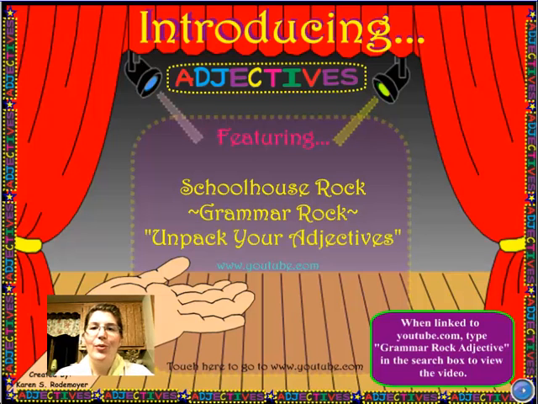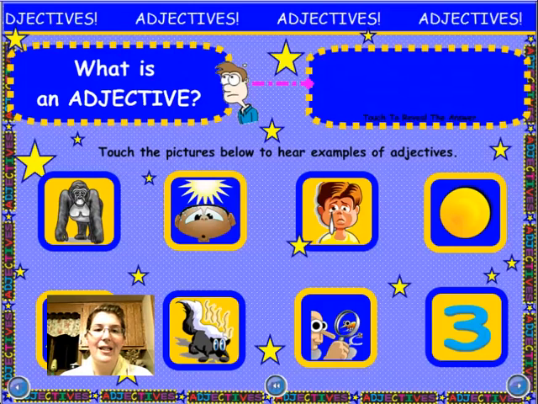I'm going to be doing a brief review on this smartboard lesson that's called Adjectives. It is featuring Schoolhouse Rock, Grammar Rock, Unpack Your Adjectives, and it was created by Karen Rodemoyer. First, I want you to notice that there is a direction box right here that says you can go to youtube.com and type in Grammar Rock Adjective into the search box to view a video. And this can be done before the smartboard lesson is completed.